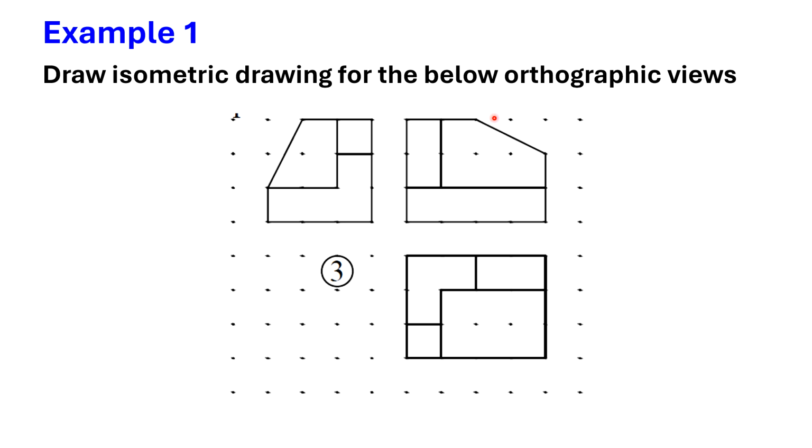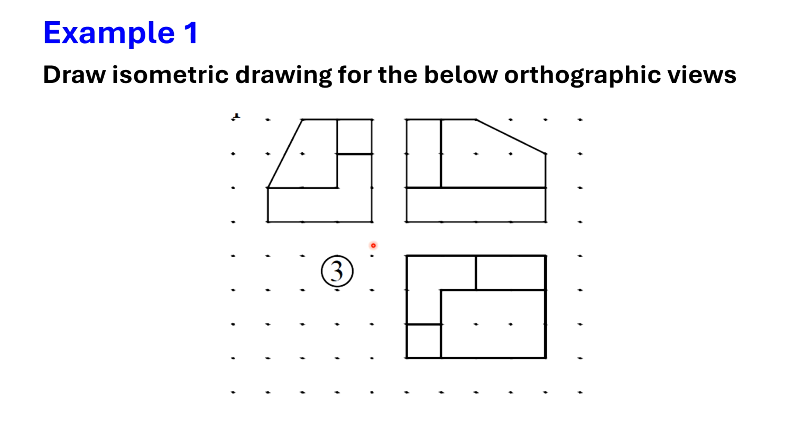And this is the front view, because we are following the first angle projection. This is the front view, this is the top view, and this is the side view. The front view will be here, below the front view the top view, and next to the front view the side view, according to the first angle projection. Now this side view is drawn on the left side, that means this is the right side view.